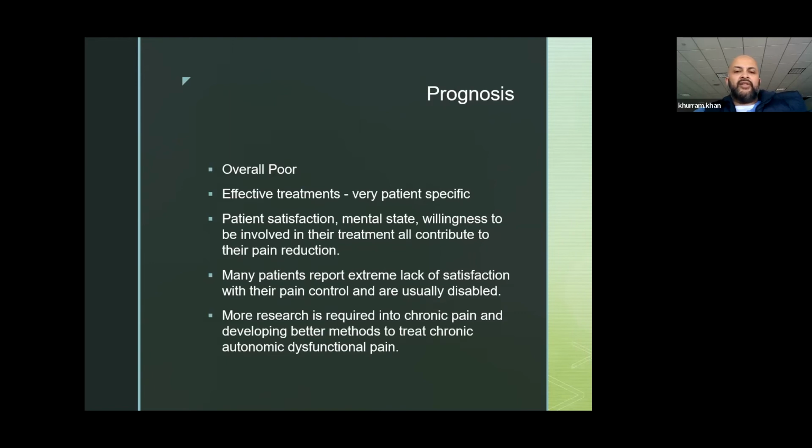And for patient satisfaction, it should be a multi-pronged, multidisciplinary approach. Patients report extreme lack of satisfaction, understandably, because nobody is able to fix their problem.